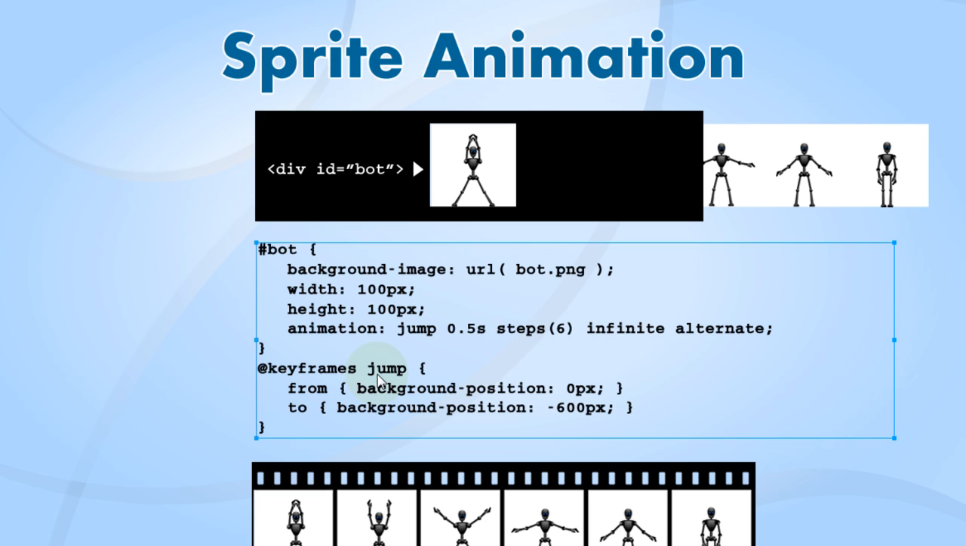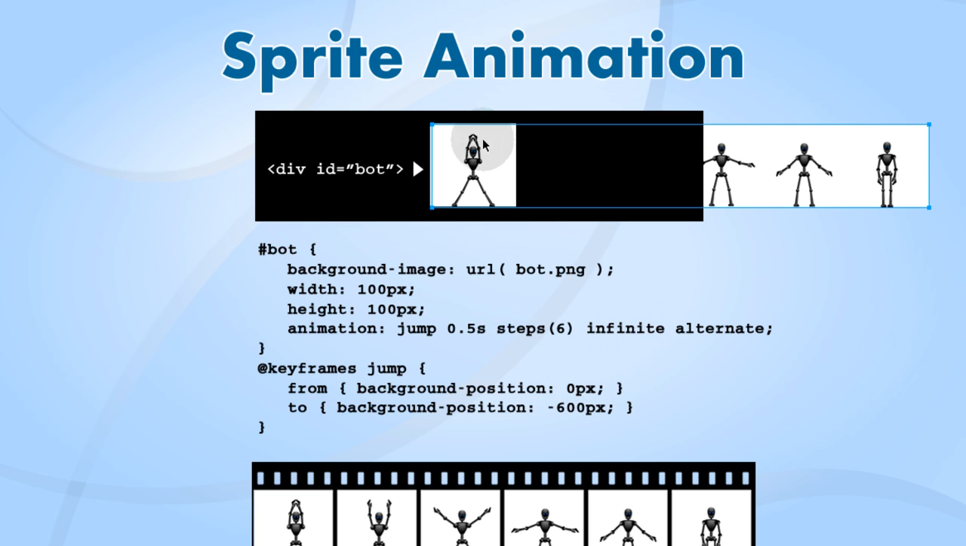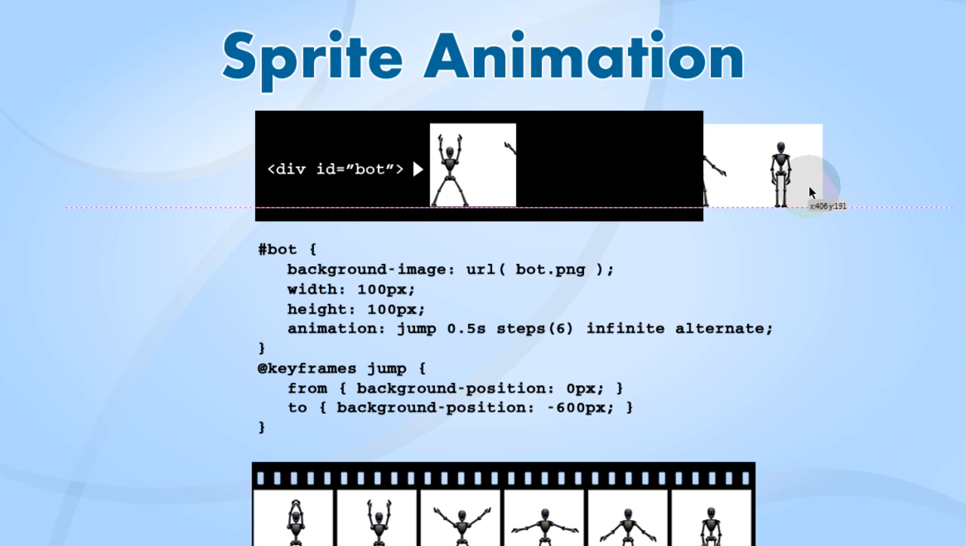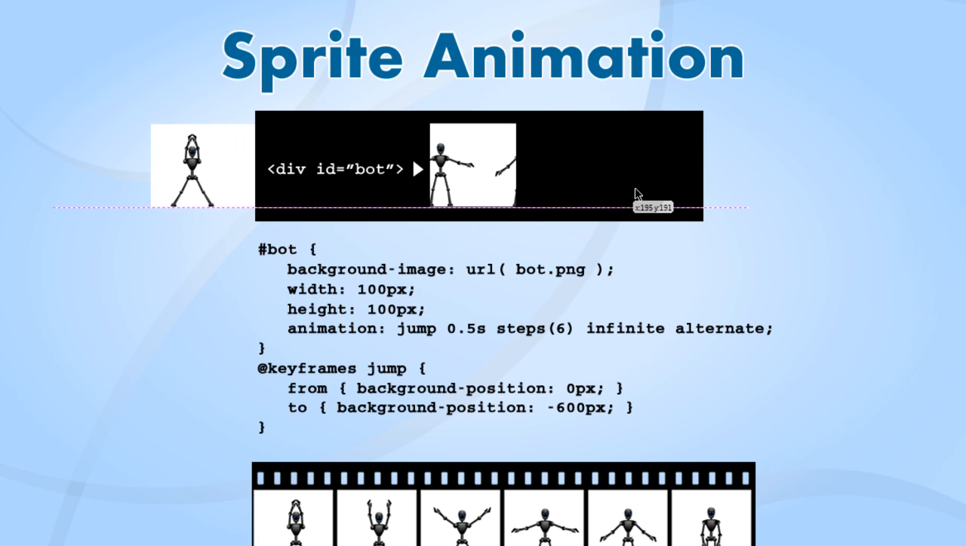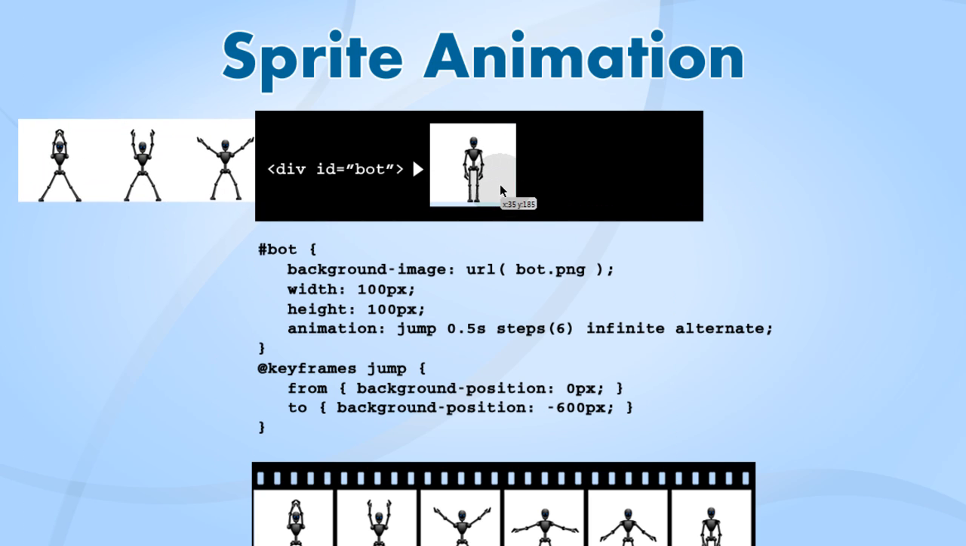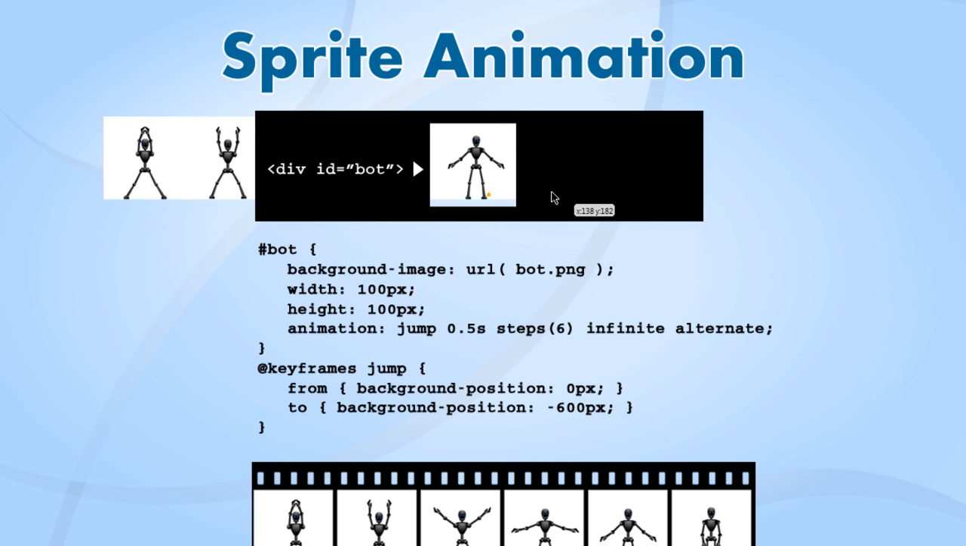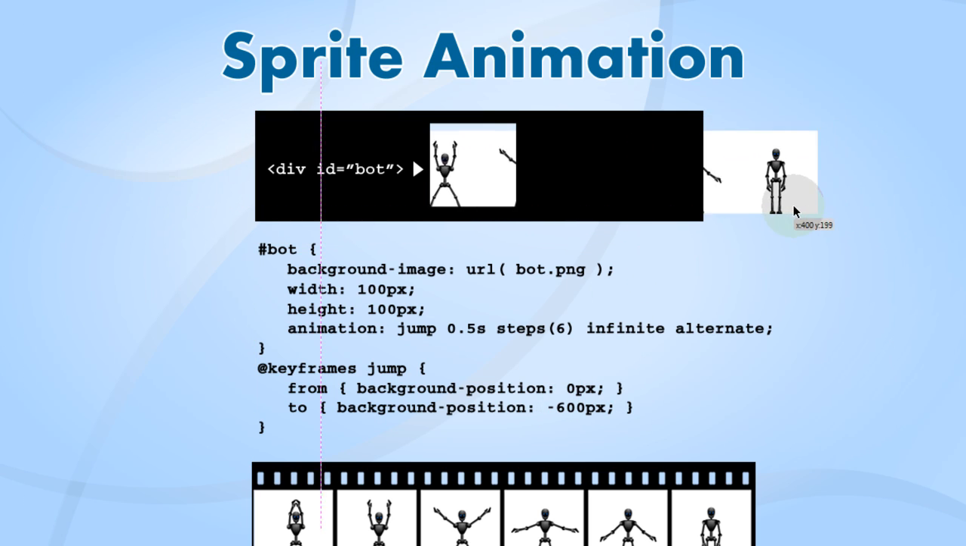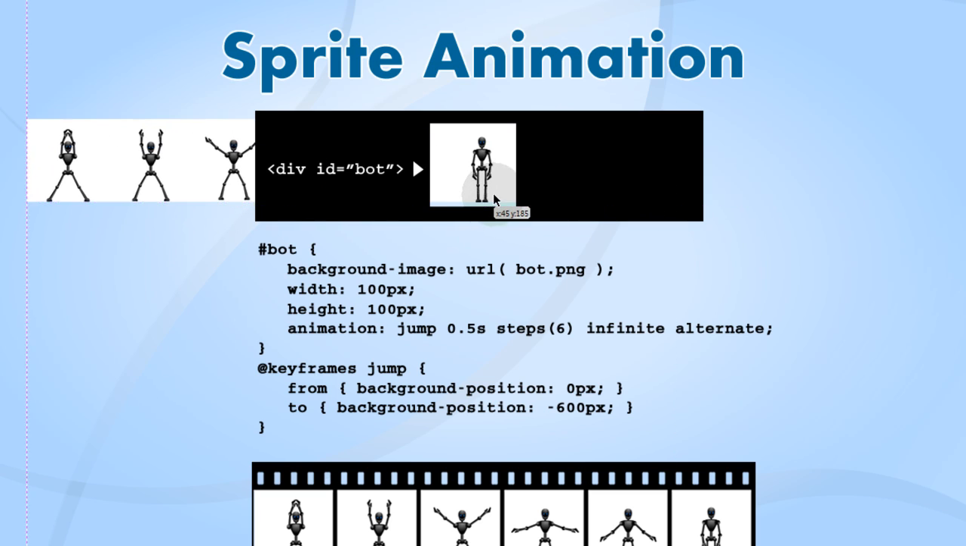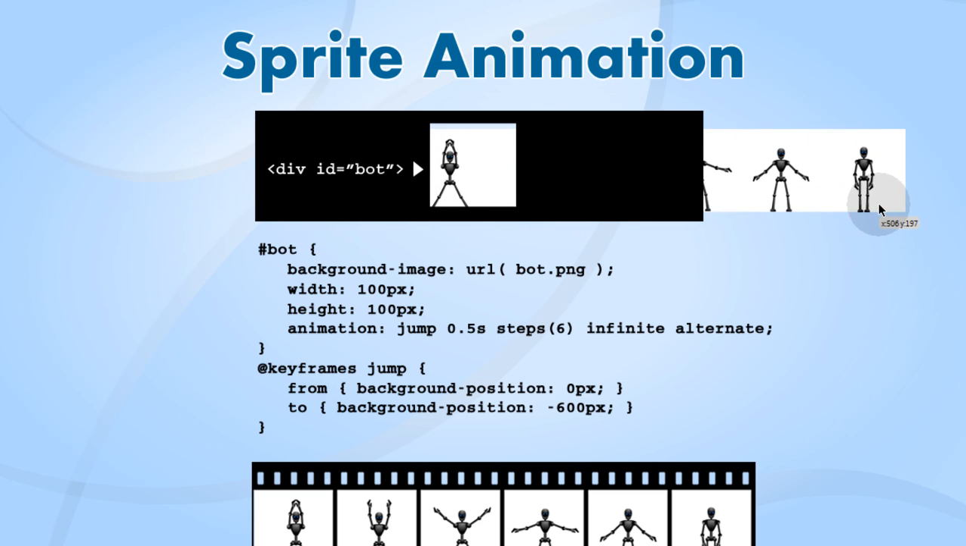Then you set up a keyframes animation to make the background position animate from 0 pixels to minus 600 pixels because this sprite sheet is 600 pixels wide. So basically what will happen, the background will animate this way. If you set it up to go in a negative 600 pixels direction, it'll start at the first frame and animate this way. And you can make it also reverse if you wanted to.